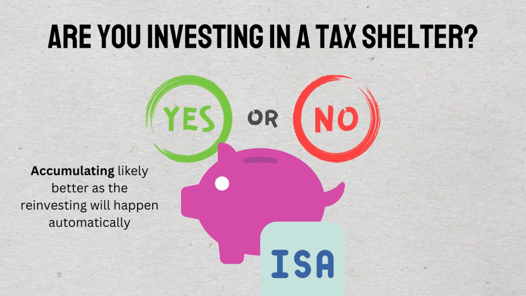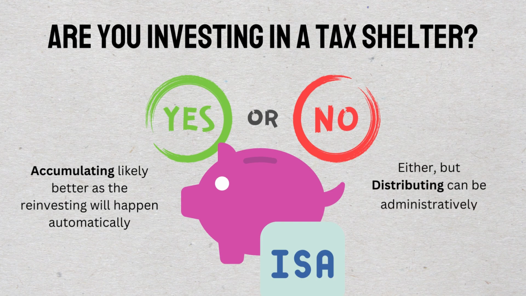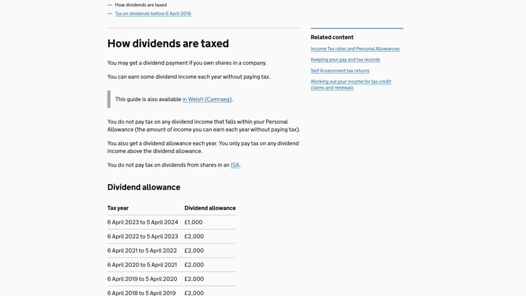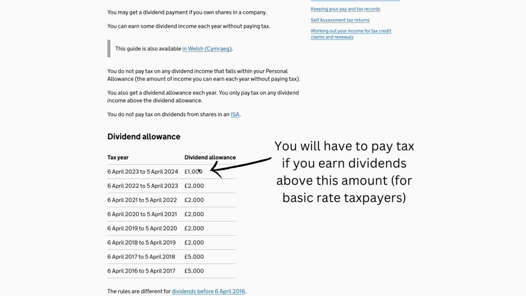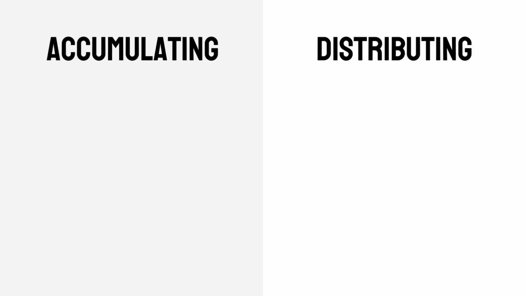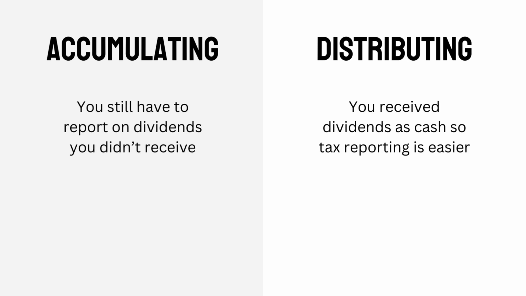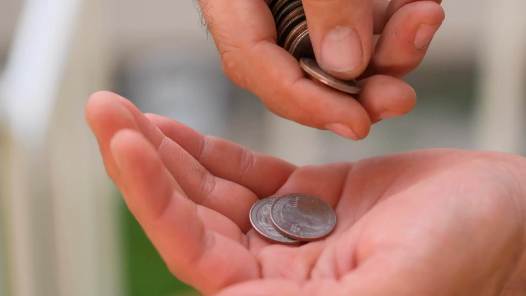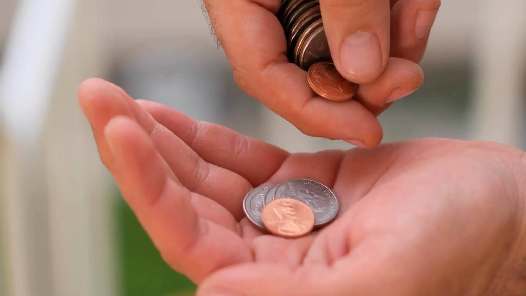If you're investing outside of a tax-sheltered account, then you can choose either, but distributing might be administratively simpler, as you will still have to report dividends on your tax return either way, assuming the amount is above your dividend allowance, of course. If you choose accumulating, you have to make sure you can accurately report on dividends you didn't physically receive, and you'll also need to come up with cash from elsewhere to pay any taxes you owe on those dividends. Even if you're currently receiving dividends below the annual allowance, bear in mind that this might not always be the case as your investment grows.